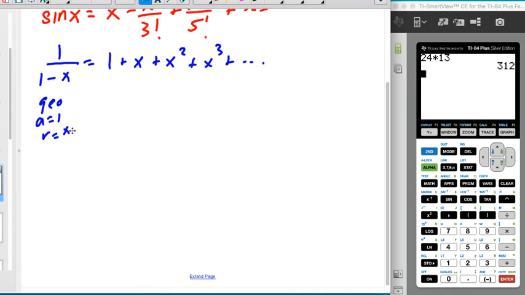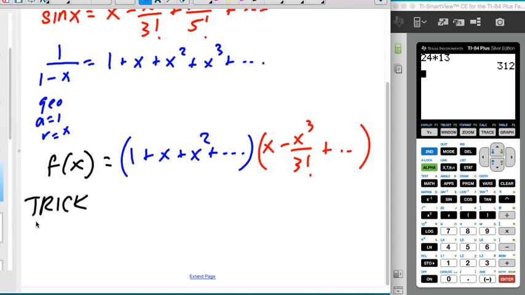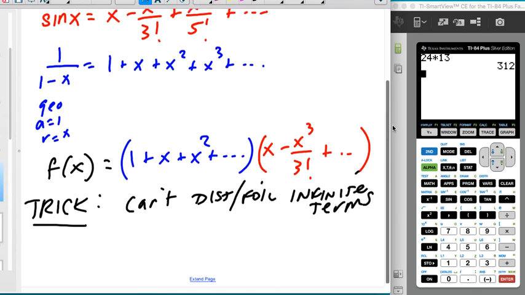So f of x is equal to my blue series, 1 plus x plus x squared forever, okay, times my red series, which is x minus x cubed over 3 factorial plus and so on forever. The trick is, remember, here's the tricky part, right? I can't FOIL this infinitely. I can't distribute or FOIL infinite terms. It's not possible. So I wasn't asked to do that, and that's kind of a trick.